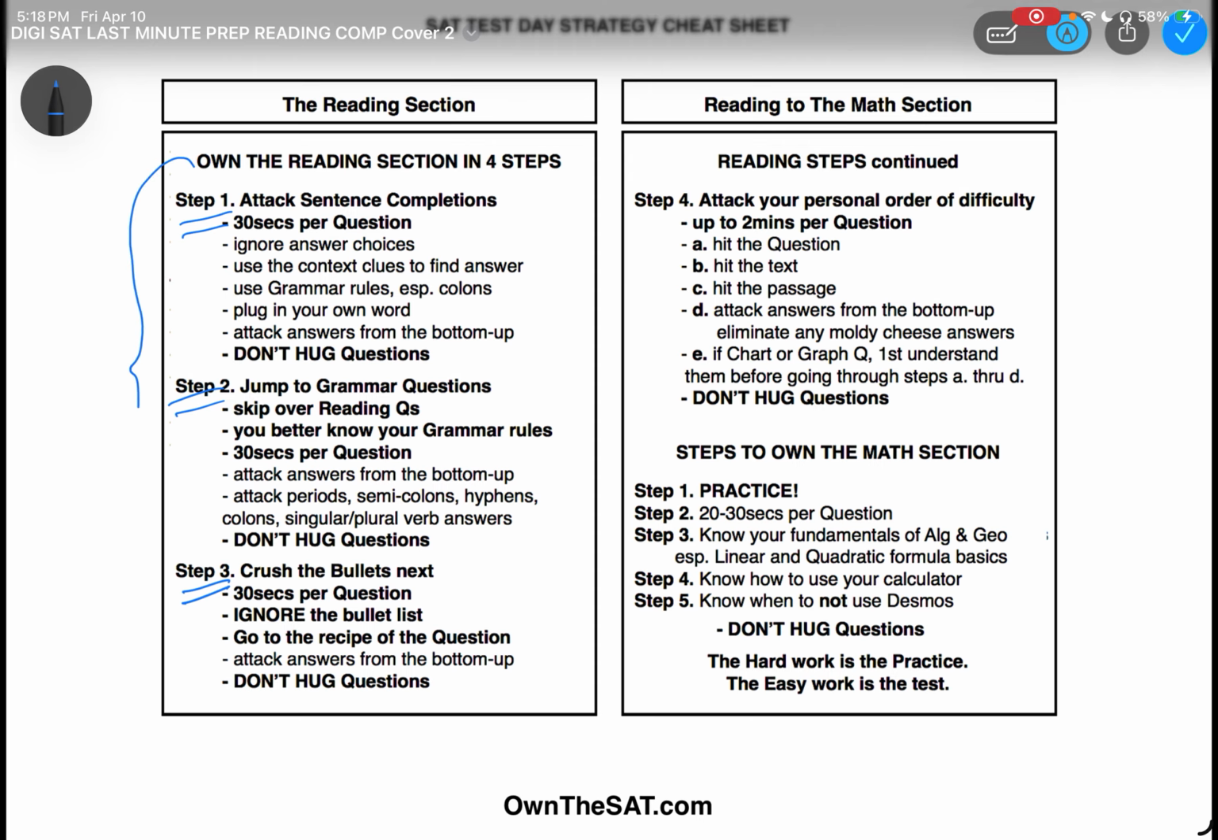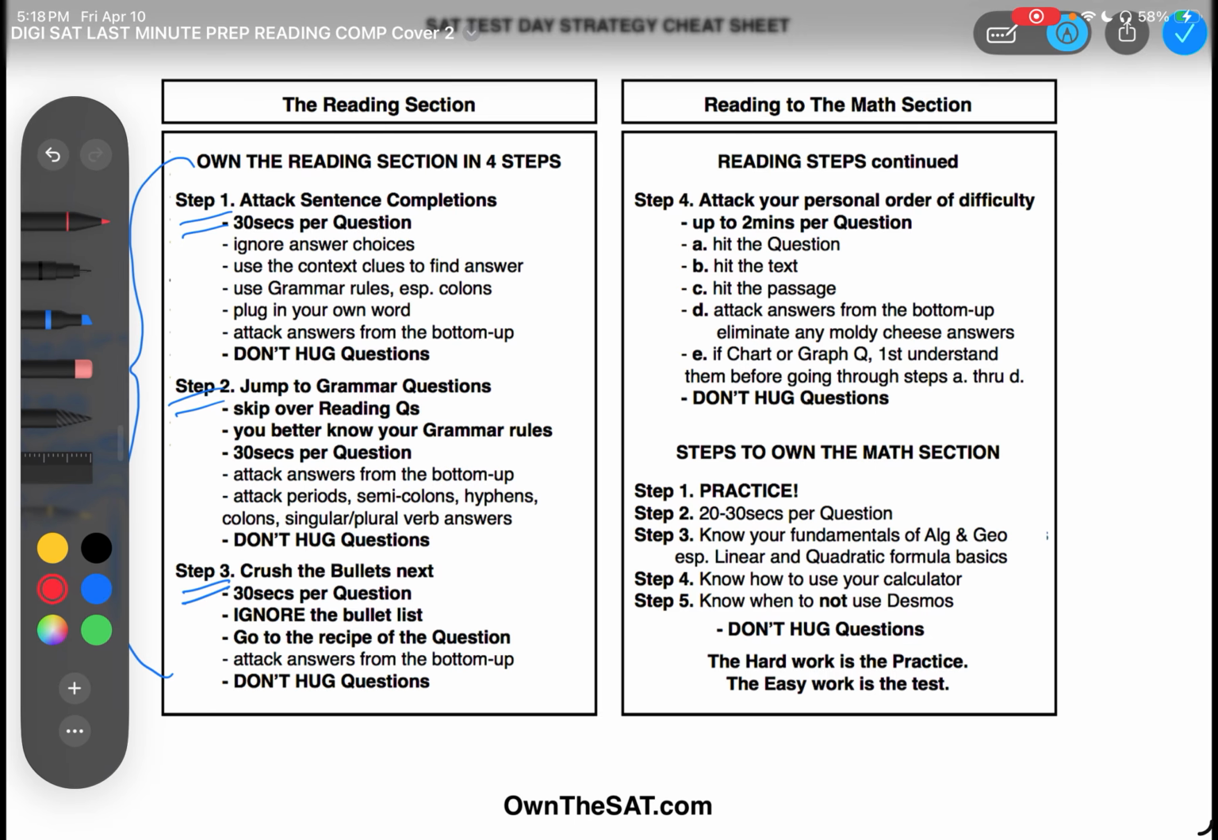Now, the biggest point about these is that if you practice with these, you're going to get down to 20 to 30 seconds per question. That's through practice. Remember, I don't want you worrying about the time, but the more you practice, the better you're going to be with step 1, sentence completion, step 2, grammar, step 3, bullets, so that when we get to the dirtiest part, the reading questions, you're going to create your own personal order of difficulty. Now, the previous questions, sentence completions, grammar, and bullets, have an order of difficulty built into the order of the questions.